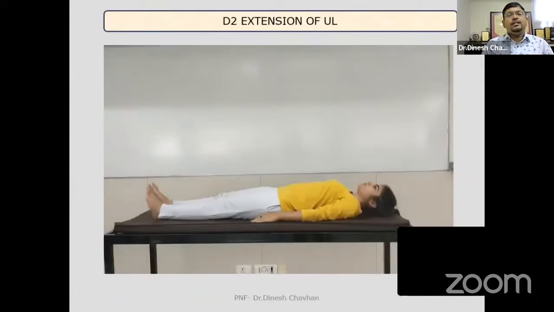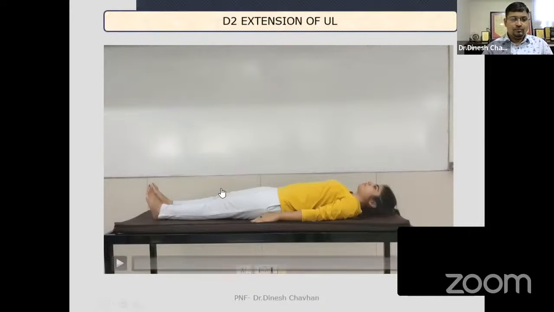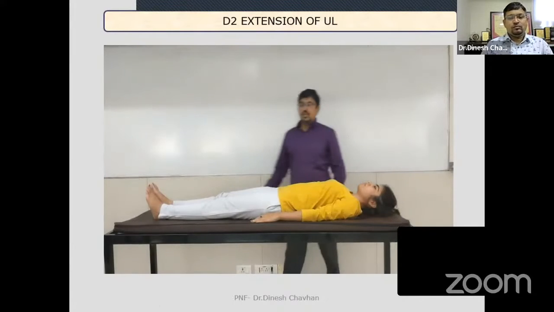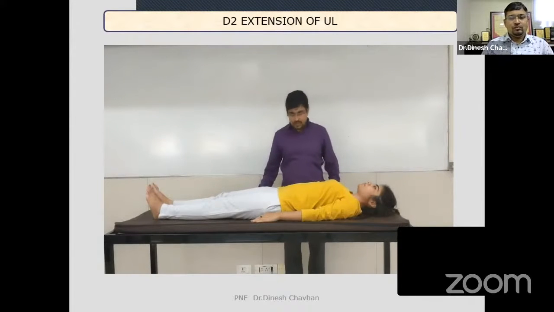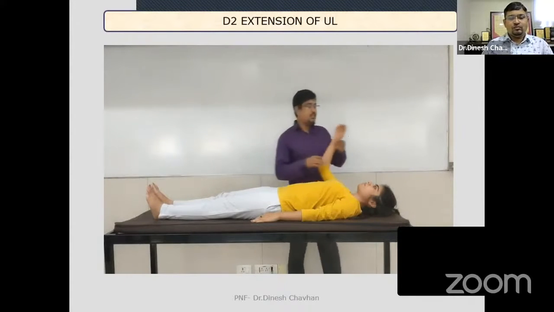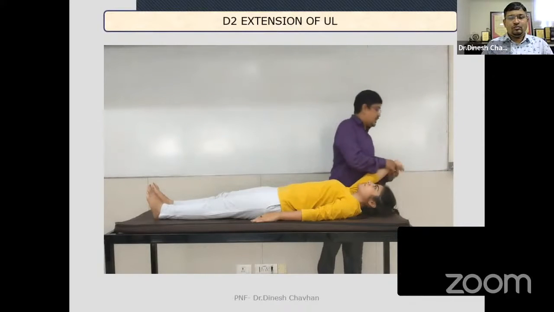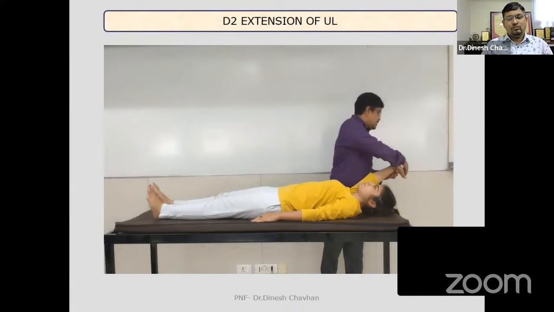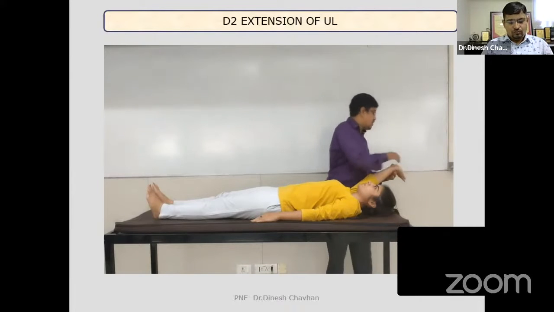Now we'll see D2 extension of upper limb. So initial position is D2 flexion. So what is happening in the flexion? Flexion of the shoulder, abduction, external rotation of the shoulder, elbow extension, supination of forearm, extension of finger, extension of wrist.